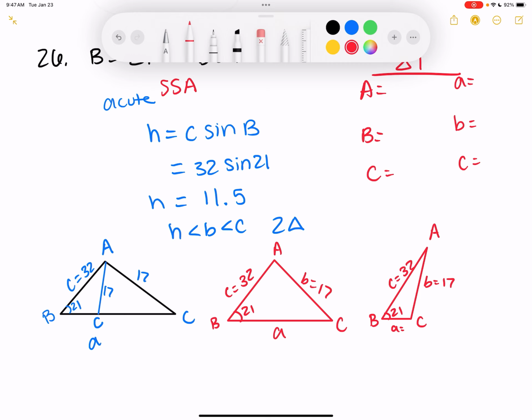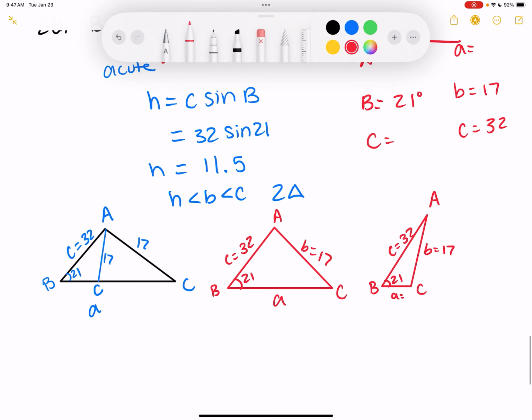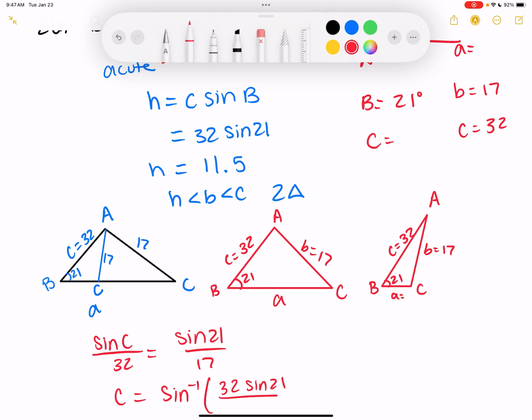Let me put in the known stuff up here. 30, 17, 32, 21. So I'm going to solve for angle C first. So sine of C over 32 equals sine of 21 over 17. Since this is going to be long, I'm just going to go ahead and do this: the inverse sine of 32 sine of 21 over 17.